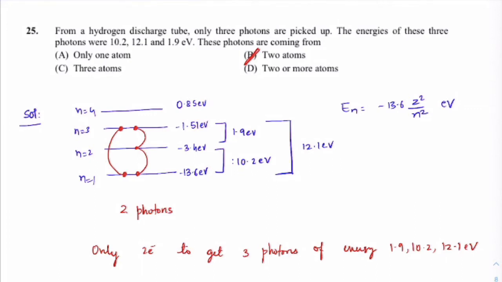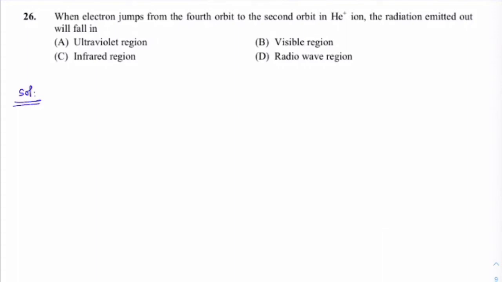Okay guys. Next question, it says that when an electron jumps from the fourth orbit to the second orbit in a helium plus ion, the radiation given out should be falling in which particular region? First, let us try to understand this: delta E from N2 to N1, which we write as E naught into Z square into 1 by N1 square minus 1 by N2 square.